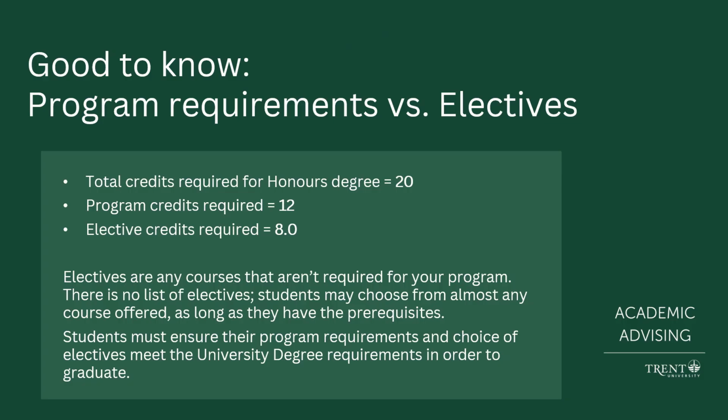Each program is made up of a set number of required credits as well as elective credits. Honors degrees at Trent require 20 credits. The BBA outlines 12 program requirement credits. Therefore, if you subtract the 12 program credits from the total 20 credits required, the 8 credits that remain are for electives. Electives are any courses that aren't required for your program.